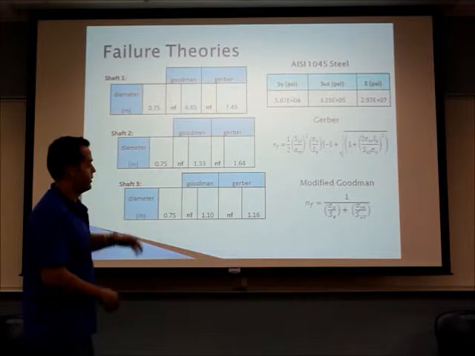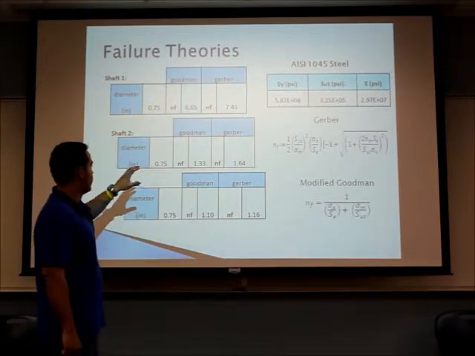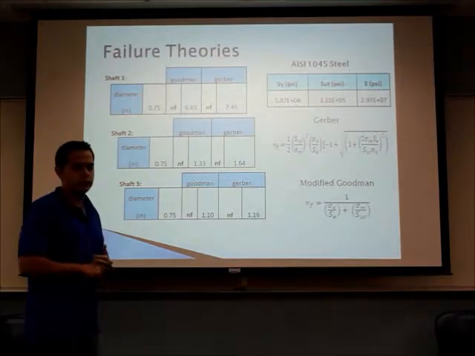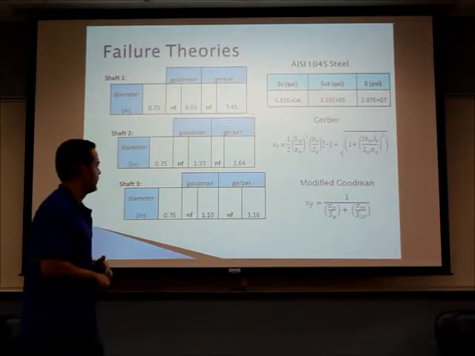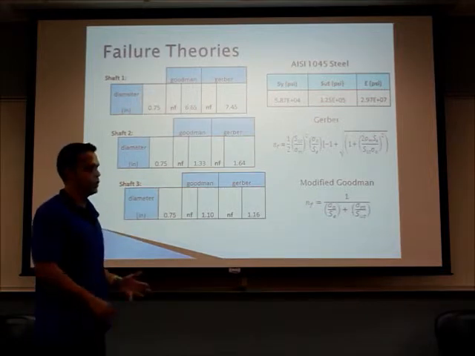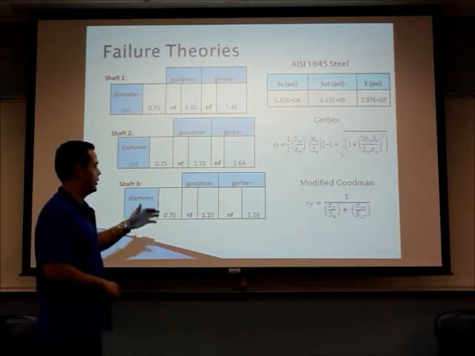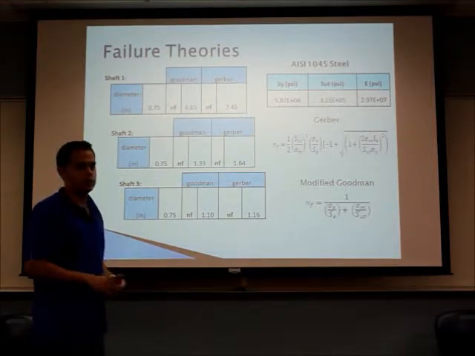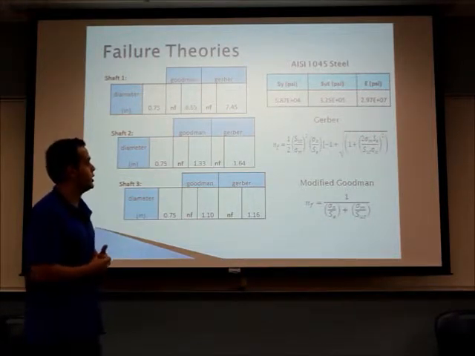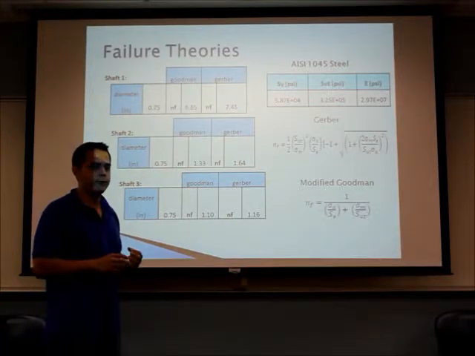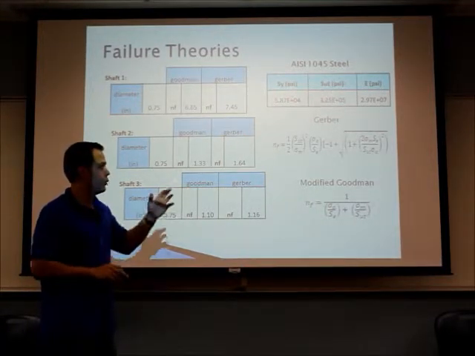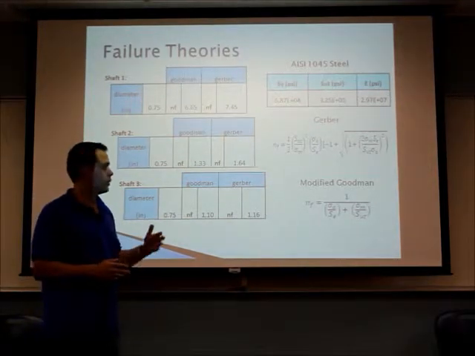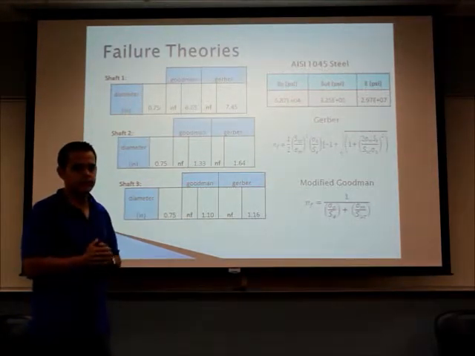These are the results for the factor of safety for the 3 shafts. All of them are selected to be 0.75 inches in diameter, and as we can see, for both the Goodman theory and the Gerber theory, the factor of safety is above 1, meaning that it's a safe design. And the material we chose for all 3 shafts is 1045 steel, which gave us the right properties to get the correct and safe values.